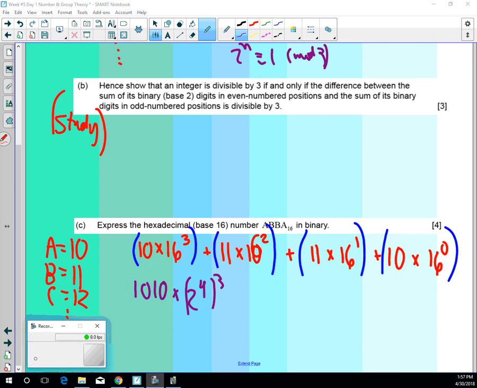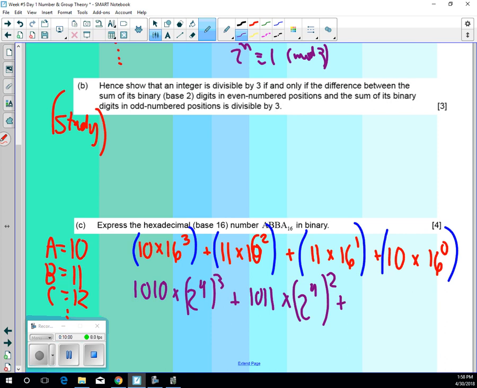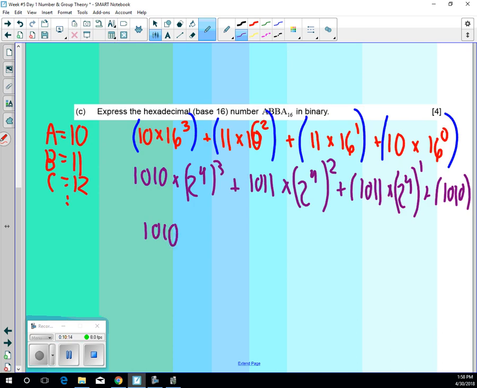Right. So in base 2, what you're going to do is change this one. This was your 10. 11 is going to be 1011 times 2 to the 4 to the second, plus 1011 times 2 to the 4 to the first, plus 1010 times 2 to the 0. So what's cool about this is 1010 times 2 to the 12th, and this is 1011 times 2 to the 8th, and this is 1011 times 2 to the 4th, plus 1010.